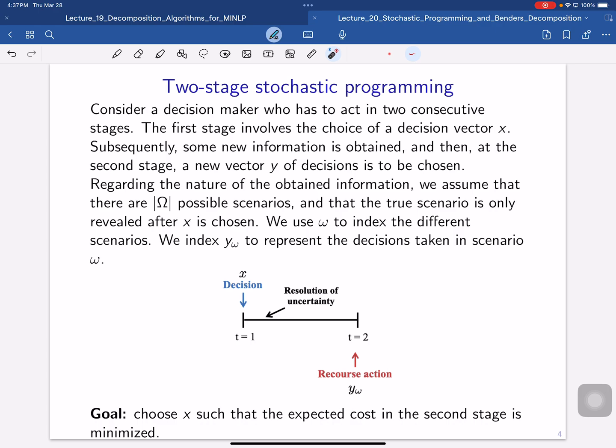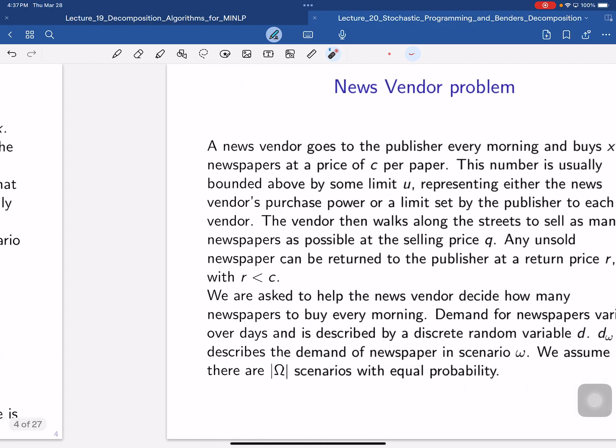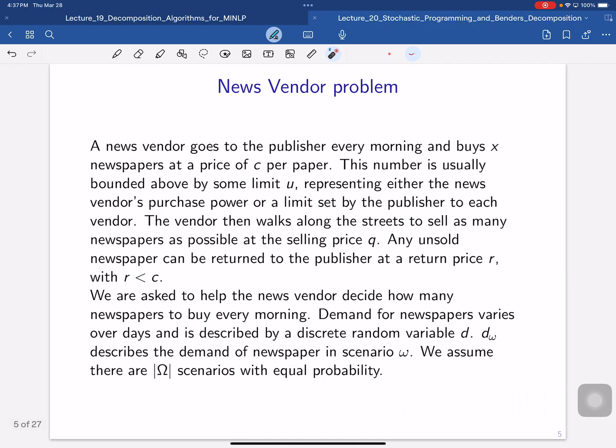Okay, so we'll come back to this definition again after we talk about a simple application. Then we will be aware what will be the first stage decision, what will be the second stage decision in a particular application. So let's talk about the simplest application you can find as a two-stage stochastic programming problem. This is called the news vendor problem.